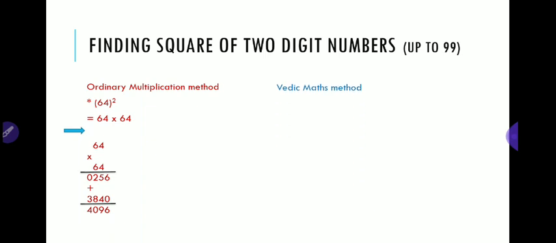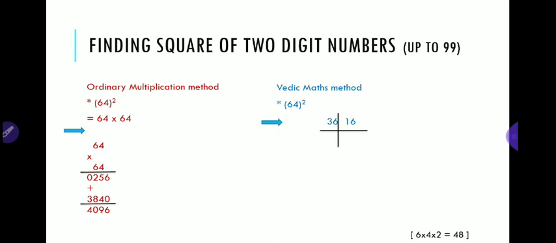To avoid these calculations and to reduce the time, we have one trick based on Vedic Maths. Using Vedic Maths, you make four columns, or four quadrants, such that you write in the left quadrant the square of 6, and in the right quadrant the square of 4. That is 36 and 16. 36 is the square of 6 and 16 is the square of 4.